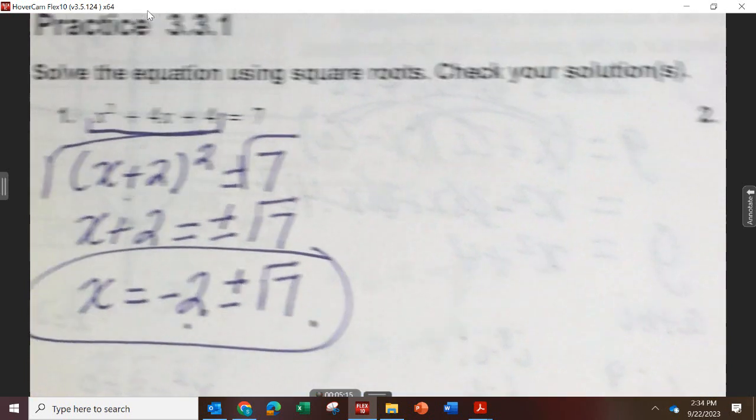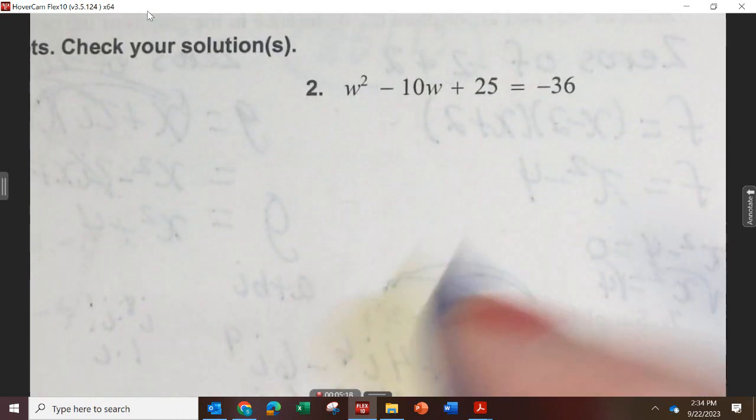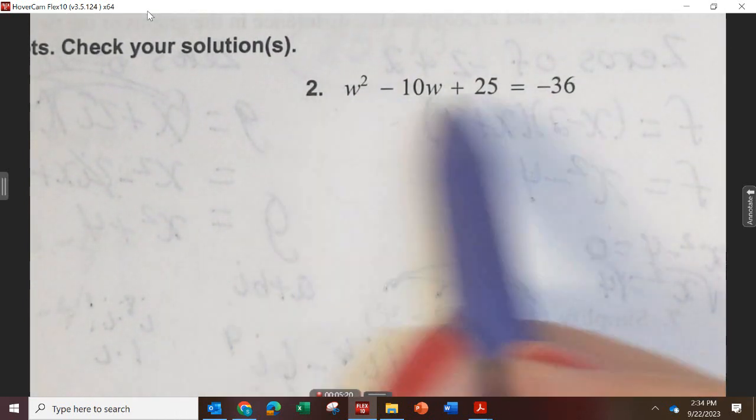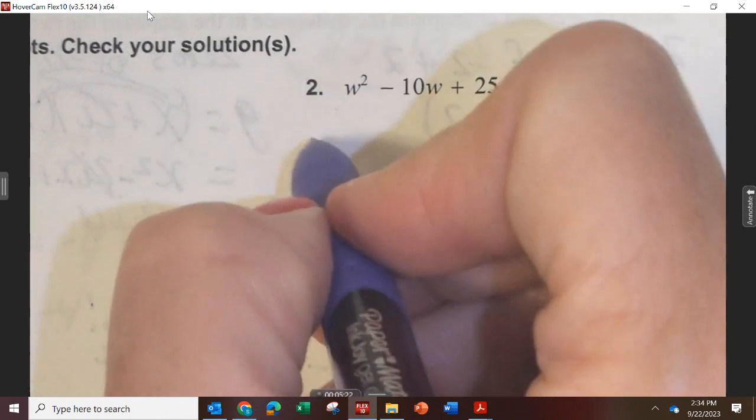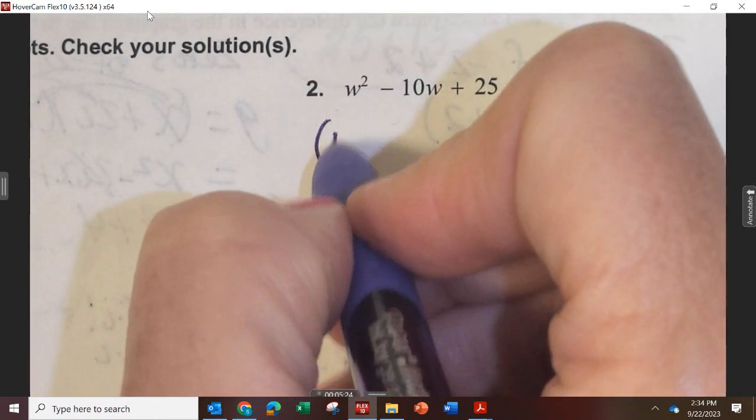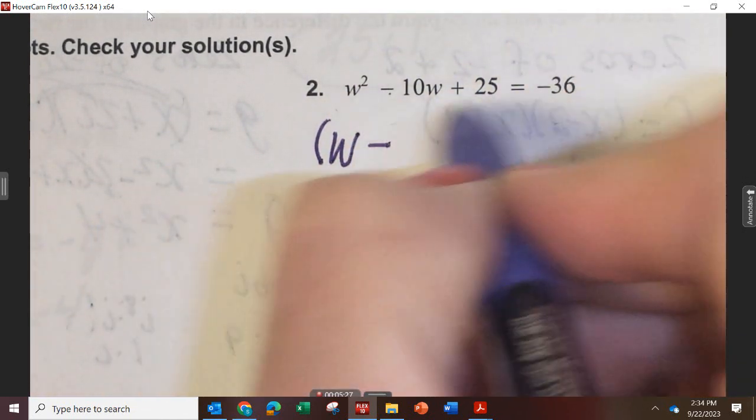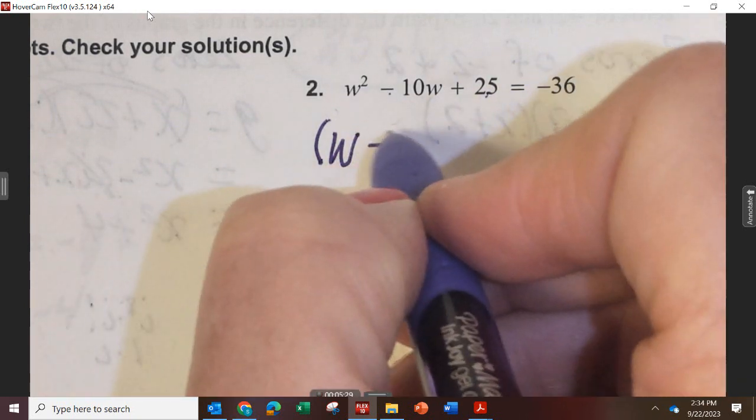Questions? All right, let's come over here now. What is another name for this? Here's how we do it. Square root, first sign, square root. And what's it going to be?